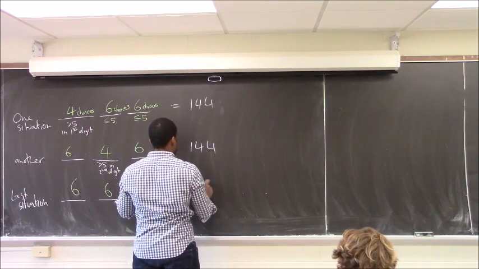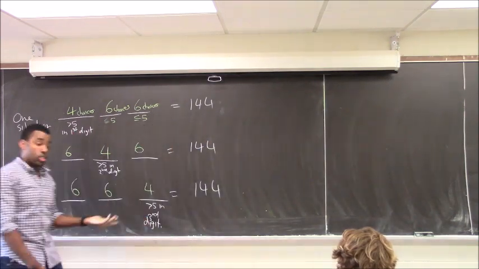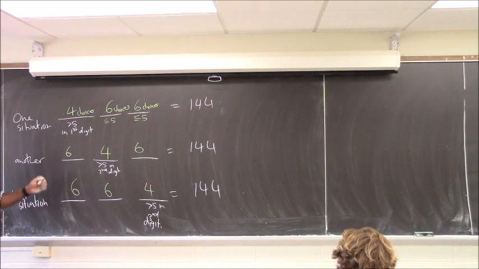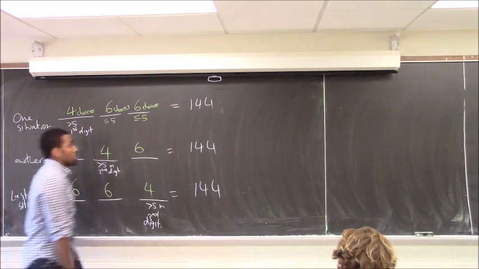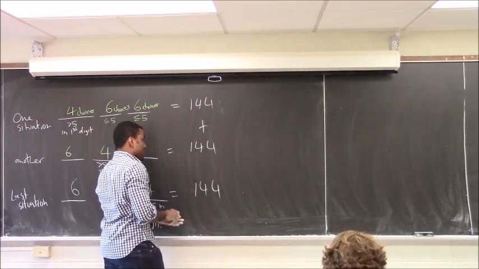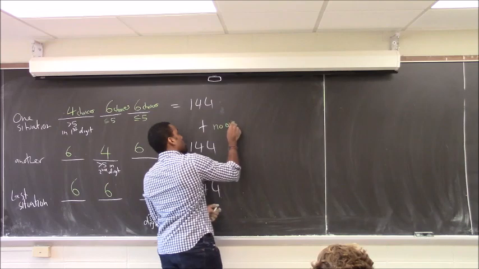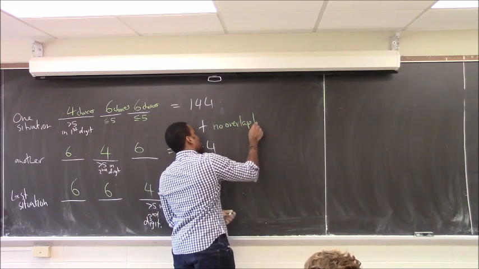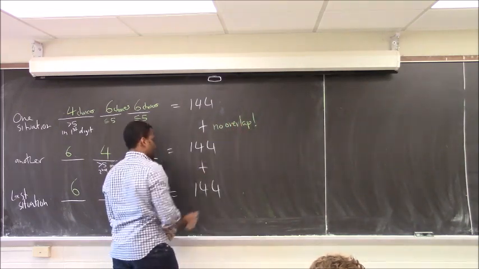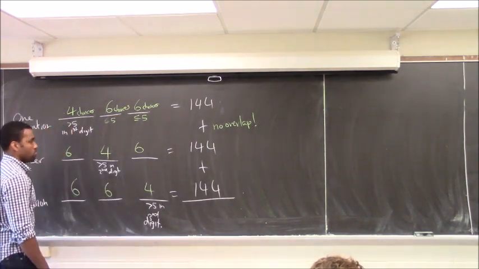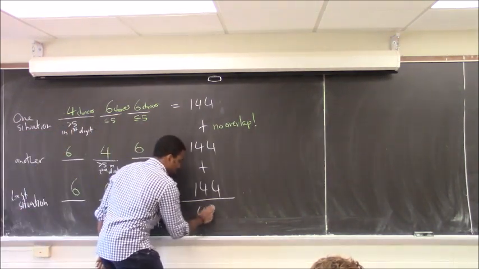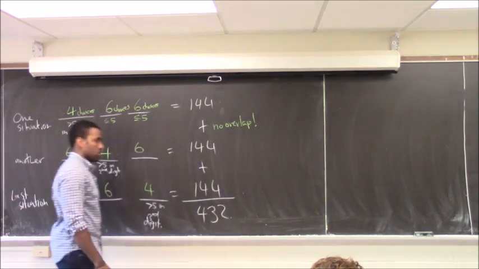That would be 144. Now, this is an exclusive OR, because if I want the 1 digit that's greater than 5 to be in the first, it cannot overlap with it being in the second, and so forth. So there is no overlap, so I can add. And so how many? 432. There are 432.